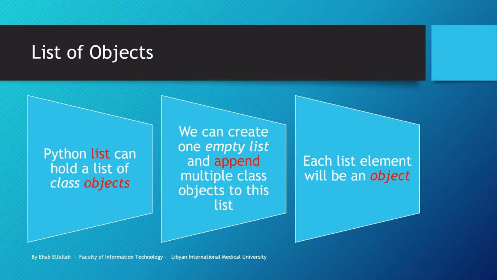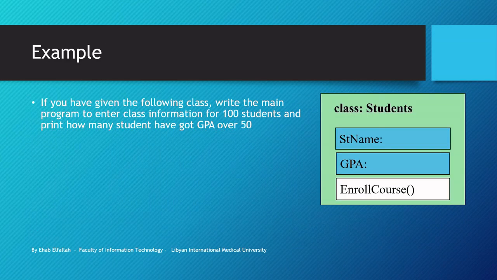To do that, we first have to create an empty list and then append multiple objects of the class inside that list. We can append different types of classes inside that list, but it's preferred to append the same type of class inside that list. So each element inside that list will be an object of that class.